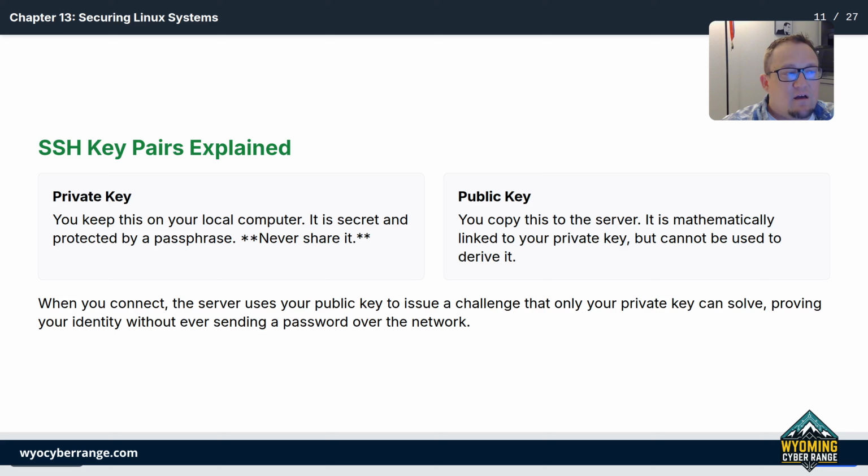The second file is going to be our public key. This is the part that we can share. You copy the public key to any server you want to access. When you try to connect to the server, it's going to recognize our public key and issue us a cryptographic challenge. It's like a very complex puzzle. Only your corresponding private key can solve that puzzle. So you're proving your identity without ever needing to send a secret, like a password, over the network.